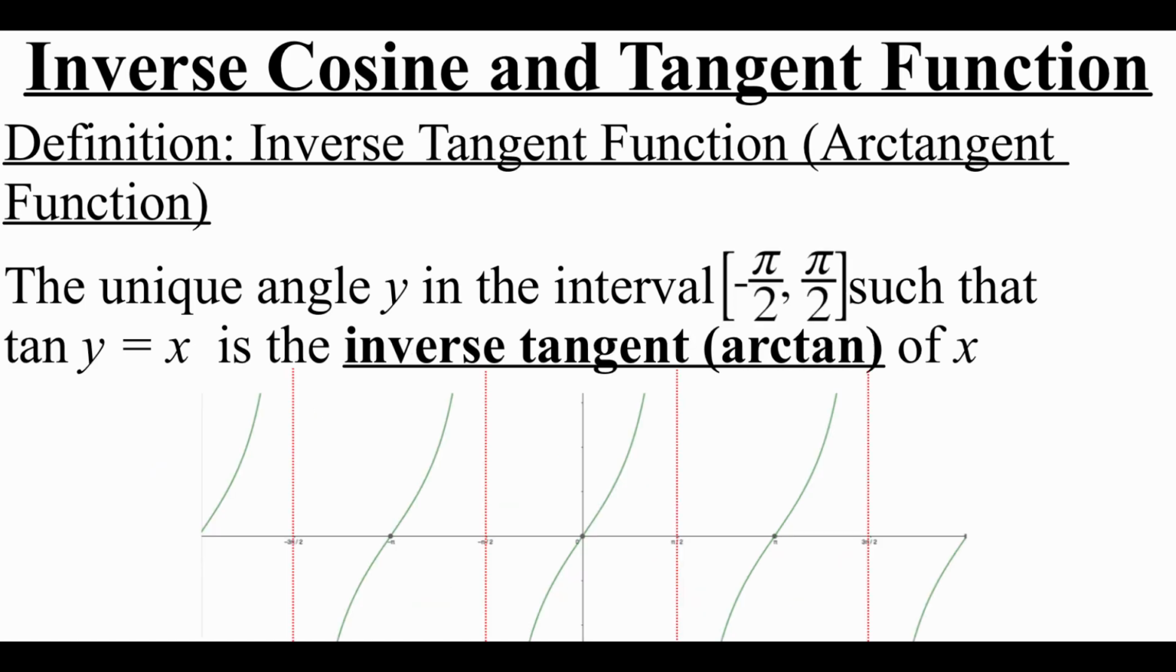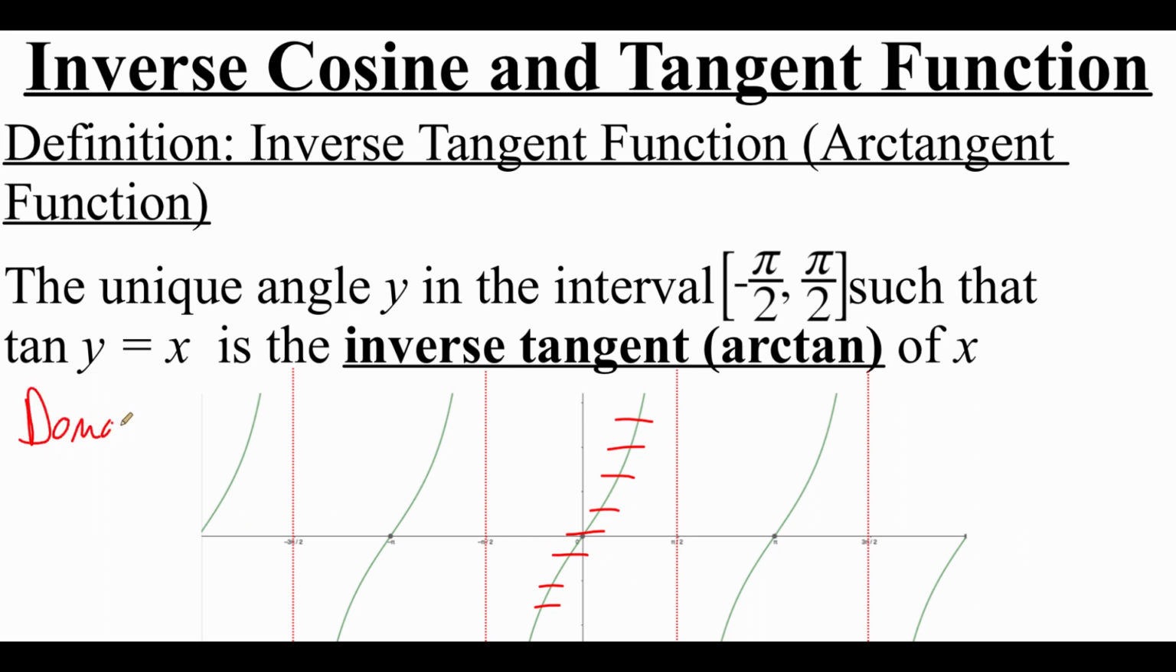Now, as we're looking at the inverse tangent function, the unique angle y in the interval from -pi/2 to +pi/2, such that the tangent of y is equal to x, is the inverse tangent or the arctangent of x. Just like we did with the inverse sine and the inverse cosine, we're only going to look at certain portions of the tangent graph in order for the inverse to exist. What we're going to focus on is this set of asymptotes in the middle between -pi/2 and +pi/2. If we only look at that chunk of our graph, then it will always pass the horizontal line test.